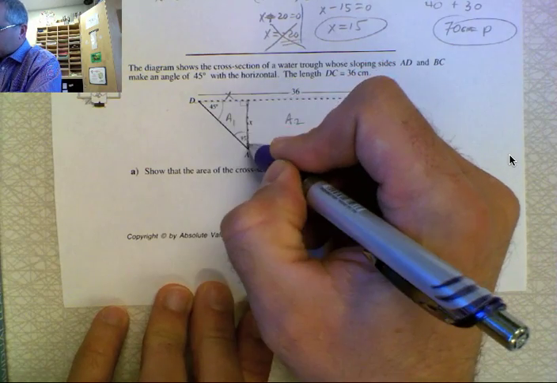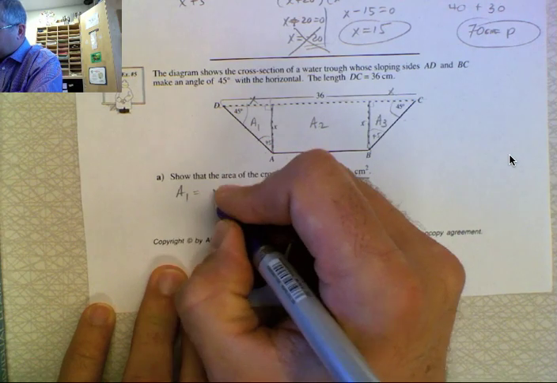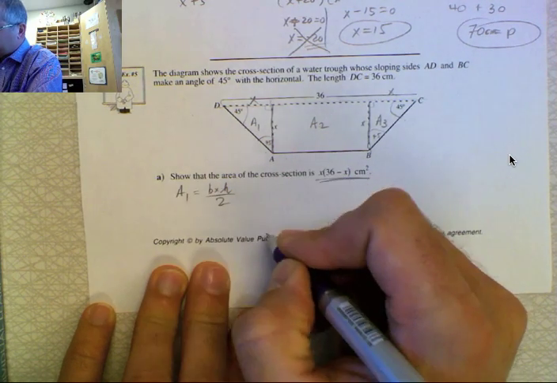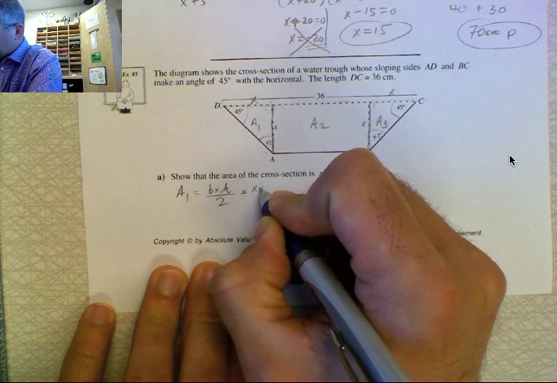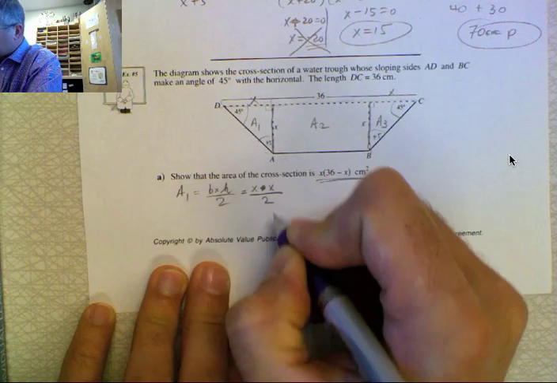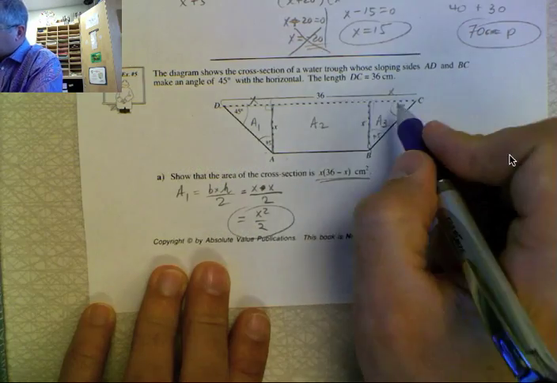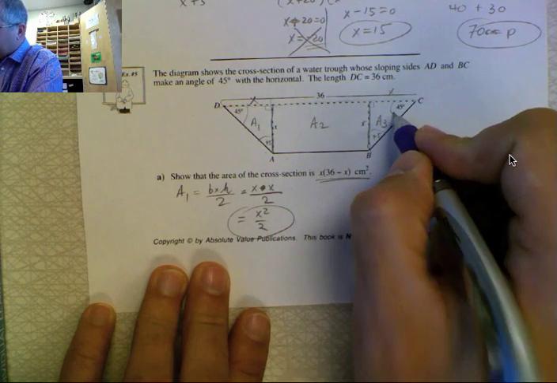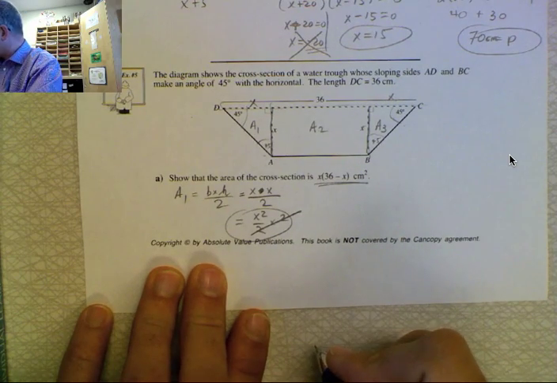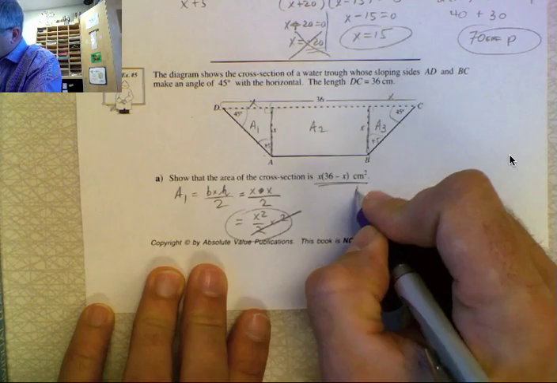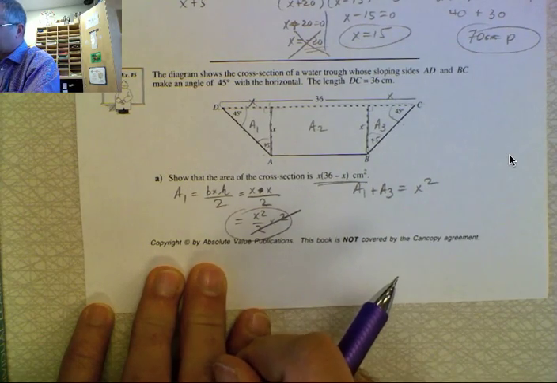So if we look at this triangle here, how do we find the area of that first triangle? Well, it's base times height divided by 2. Well, the base is x and the height is x, so we have x times x divided by 2, or x squared over 2, is the area of area 1. Area 3 is exactly the same. So if we times this by 2, what we notice is that these 2's cross out, and we actually have area 1 plus area 3 together gives us an area of x squared.